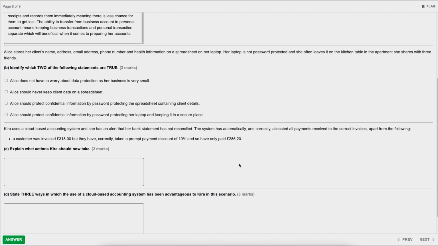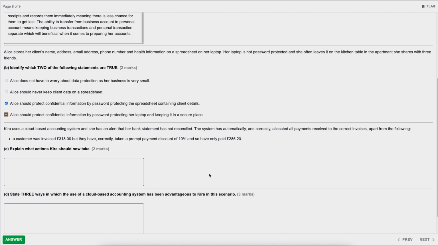So let's hope these bottom 2 are correct. Alice should protect confidential information by password protecting the spreadsheet containing client details. Absolutely, that would be correct. And then the bottom one, Alice should protect confidential information by password protecting her laptop and keeping it in a secure place. Obviously, that's when she's not using it, so that would be absolutely true.